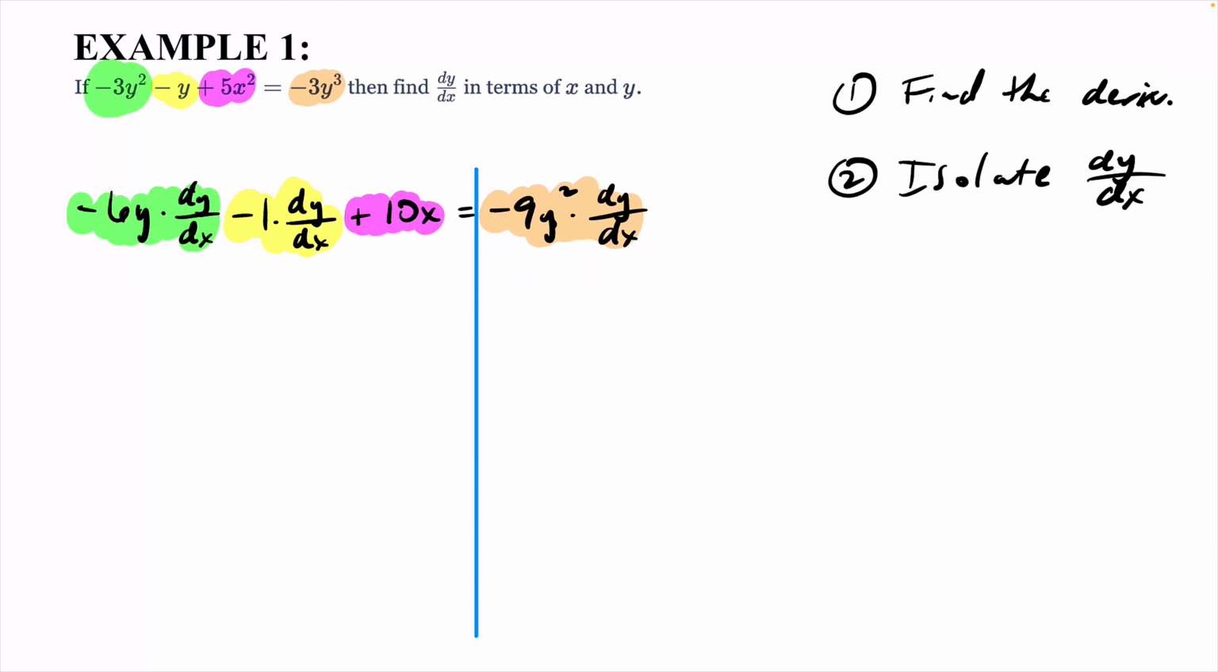First thing I got to do is get all the dy and dx's on the same side. If it doesn't have a dy or dx, it needs to go to the other side. So I can gather them on the left side of the blue line or the right side of the blue line. Doesn't matter, right? I have 2 of them over here. The green and the yellow have dy over dx. The pink doesn't have one. The orange does, right? So I'm going to switch these guys. To switch sides, to go on the other side of the equal sign, you got to do the opposite. So here I'm going to add 9y squared dy over dx to both sides.